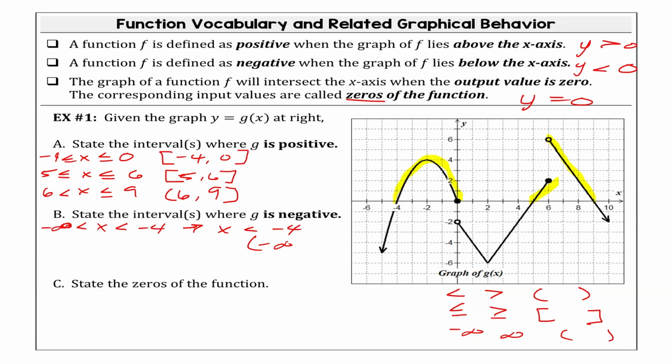In this case, this one's complete parentheses. So we have negative infinity to negative 4 is our decreasing. Less than, I'm sorry. Negative number.